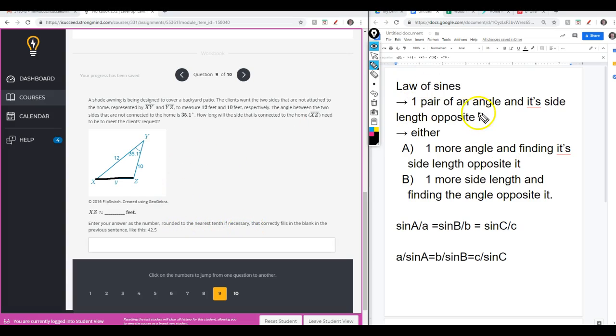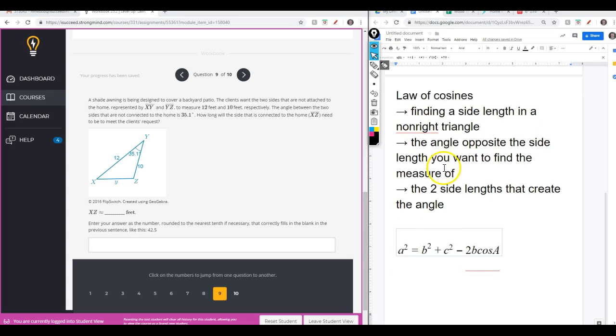So if we were to decide if it was law of sines or law of cosines, for law of sines, I'm looking for a pair of an angle and its side length opposite it. So here's my angle, and I don't have the side length opposite it. So automatically it's not the law of sines. So we would go to law of cosines.